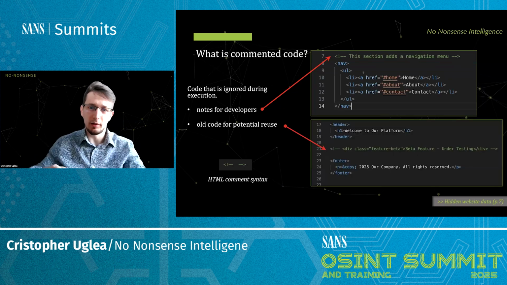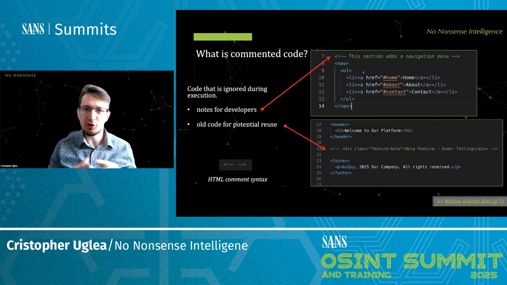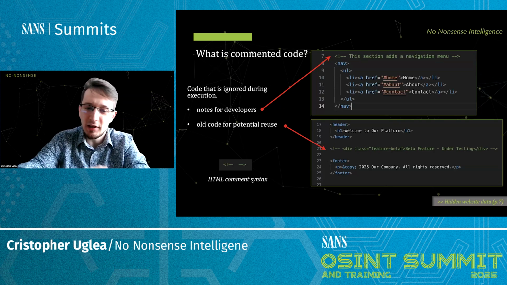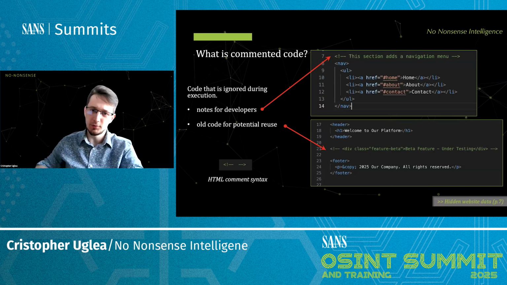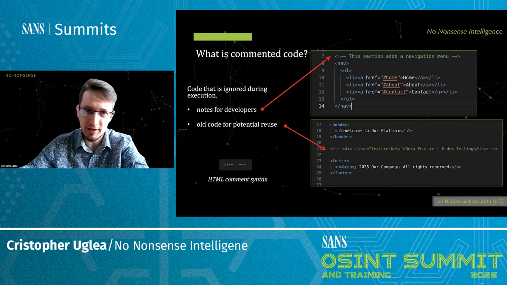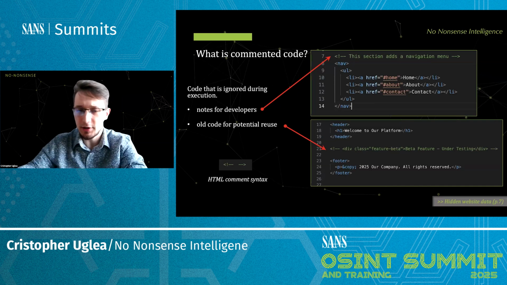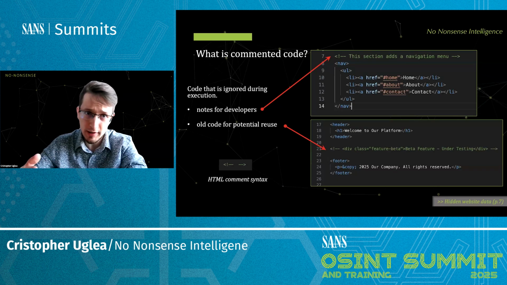Sometimes people use it as a way to soft delete things. You don't want to delete, in this case, the beta feature under testing. You just comment it out so that you can uncomment it later on and use it. We'll see that when developers do this, it's usually not good, because we can see those things and they might reveal important information. I'll start with some examples from my investigations where this kind of commented code, available in the source code of a website, was really, really helpful for me.